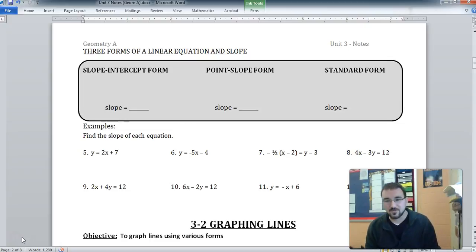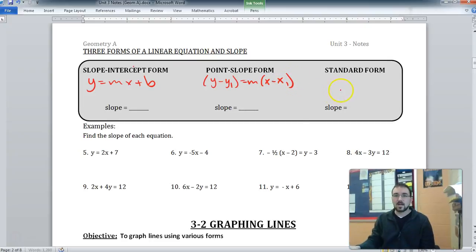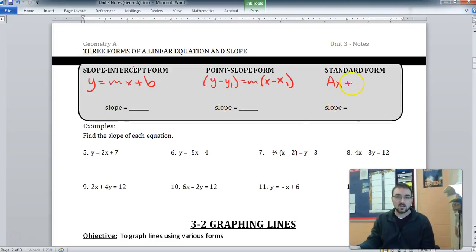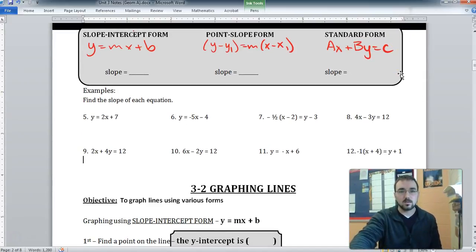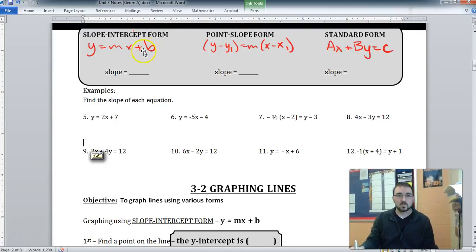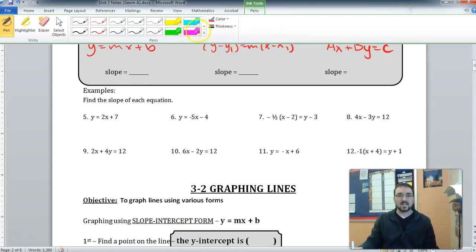I'm not, sorry. Okay, so to finish off Unit 3, Section 1, which is linear equations and understanding what they are, we're going to talk about the three forms of a linear equation and slope. Slope-intercept form is y equals mx plus b. Point-slope form is y minus y1 equals m times x minus x1. And standard form is ax plus by equals c. Again, we have slope-intercept form, point-slope form, and standard form.